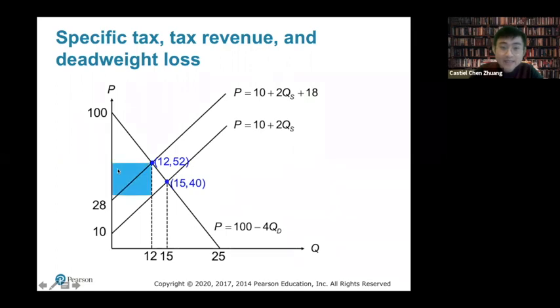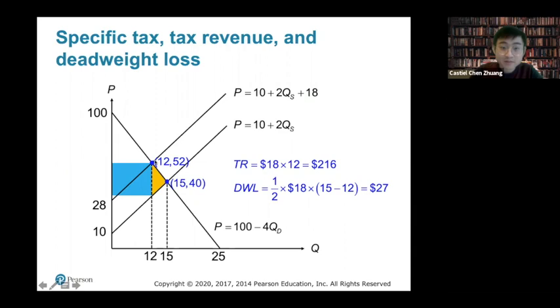And then the tax revenue is, so the new equilibrium quantity is 12. And for each unit, you collect 18, right? So the tax revenue will be 18 times 12. And the deadweight loss is just this orange triangle. So you just use the formula for a triangle.